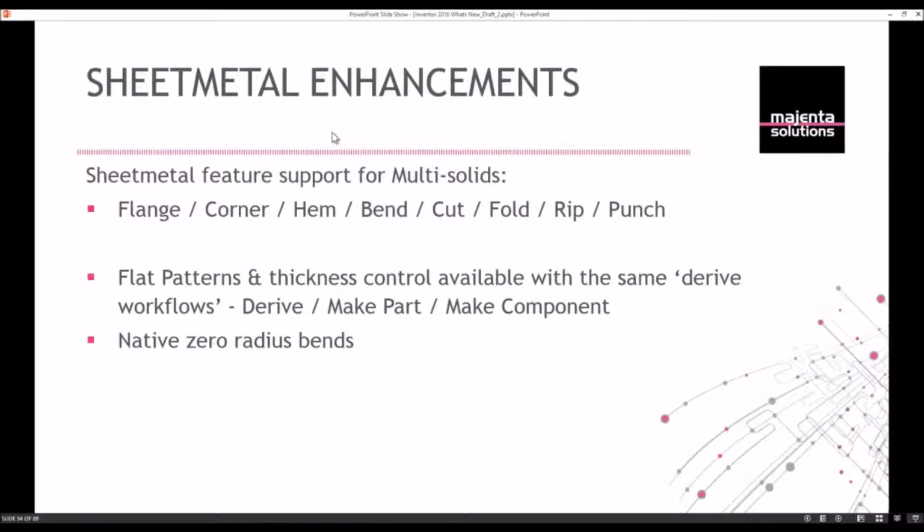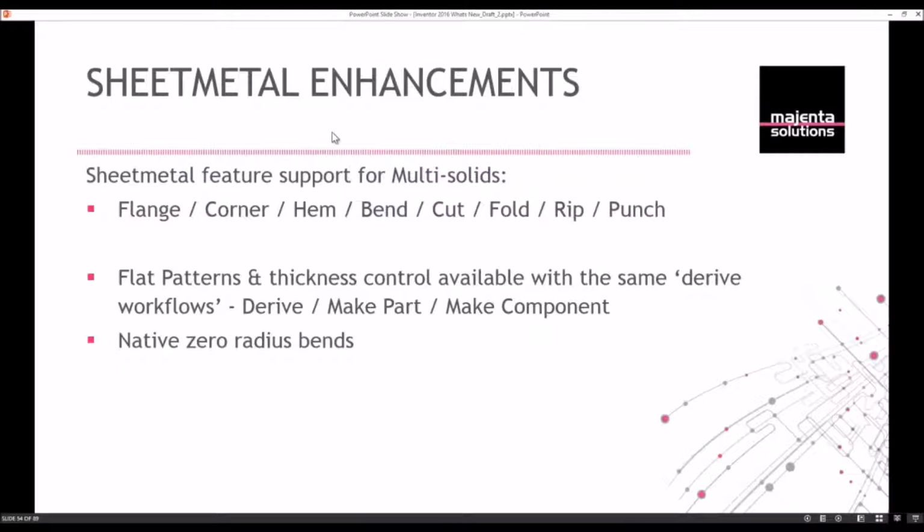Sheet metal enhancement. There has been a significant improvement to the sheet metal capabilities within Autodesk Inventor 2016. And the significant improvement realistically is the ability to now work with multiple solid sheet metal bodies in a single sheet metal part file. Inventor's had the ability to make multi-solid body parts for a number of years, but they've introduced this functionality into the sheet metal side of things.